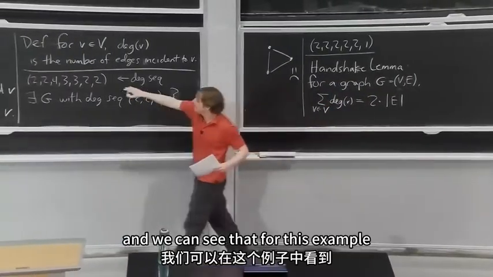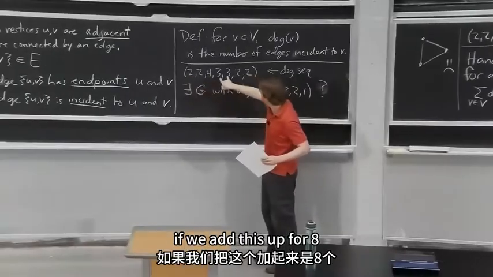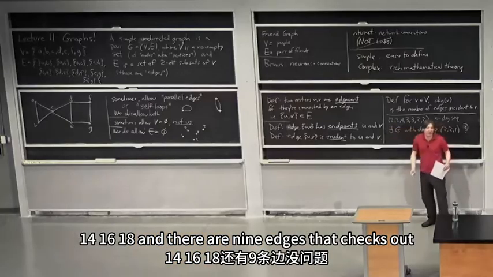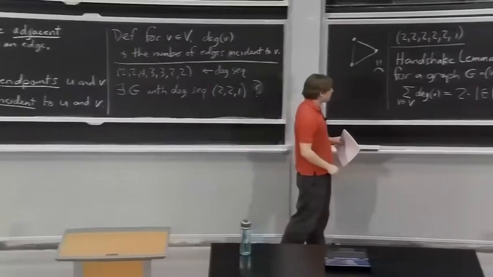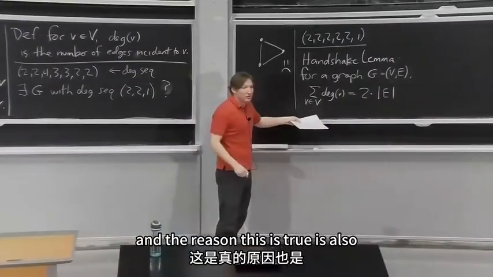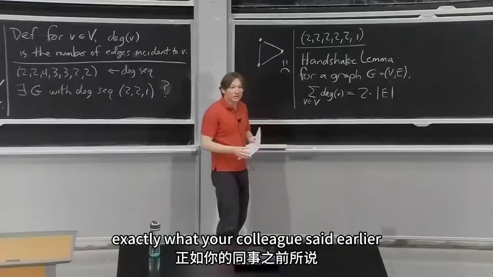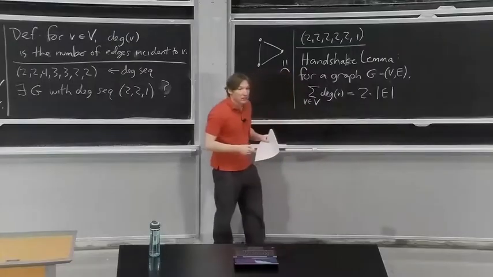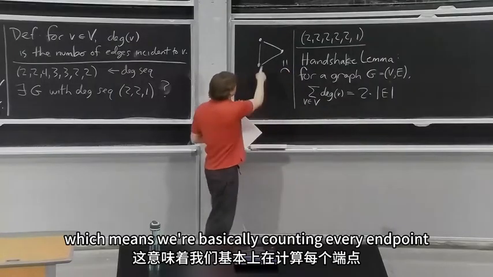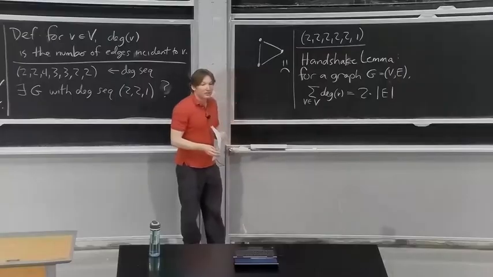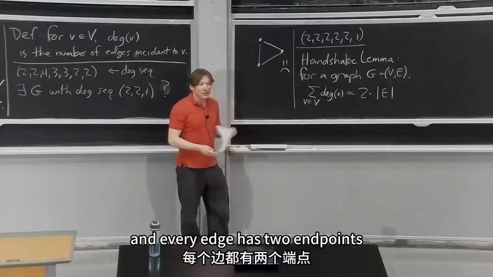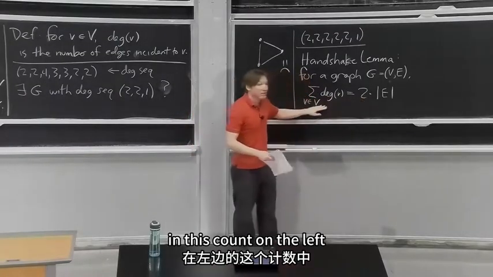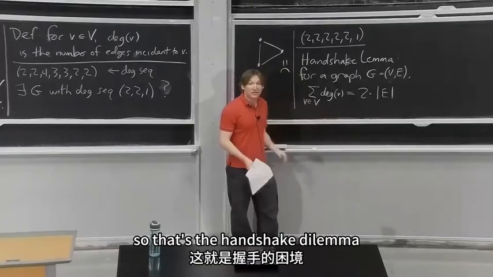And we can see that for this example, if we add this up for 8, 14, 16, 18, and there are 9 edges, that checks out. And the reason this is true is also exactly what your colleague said earlier. Over here, we're adding the degree of every vertex, which means we're basically counting every endpoint of all the edges. And every edge has 2 endpoints. So every edge was counted twice in this count on the left. So that's the handshake lemma.